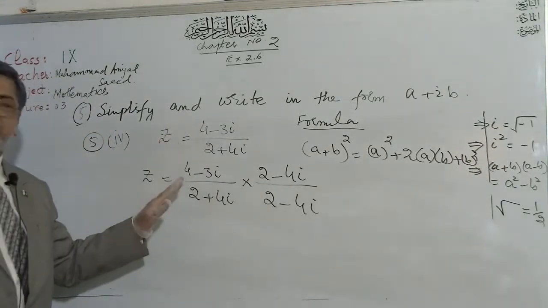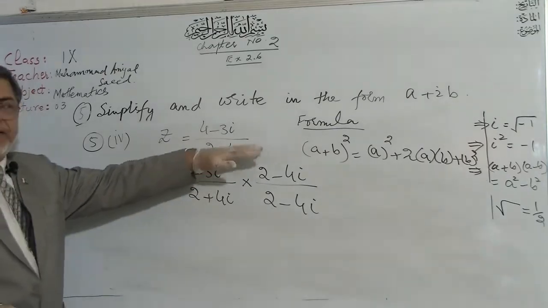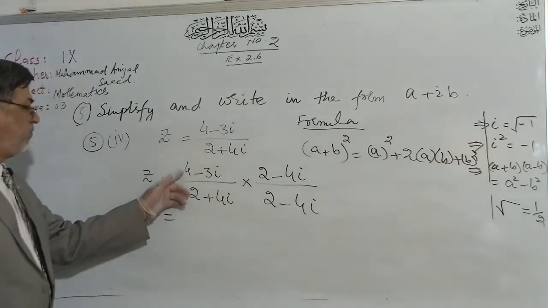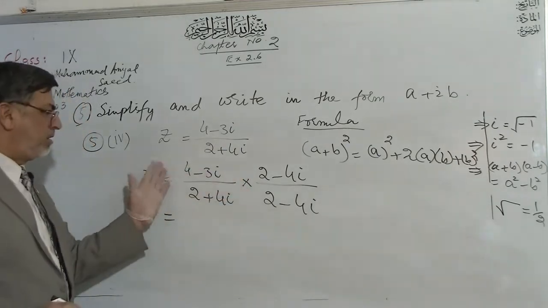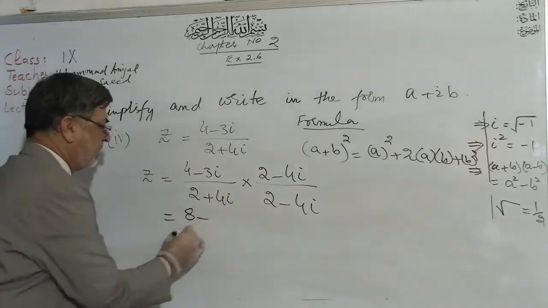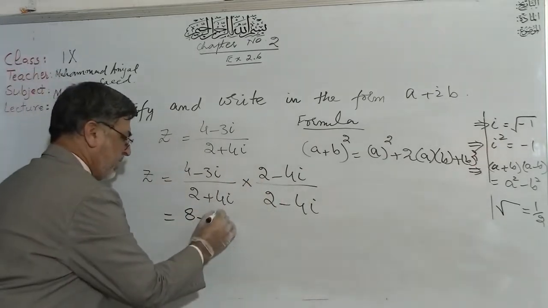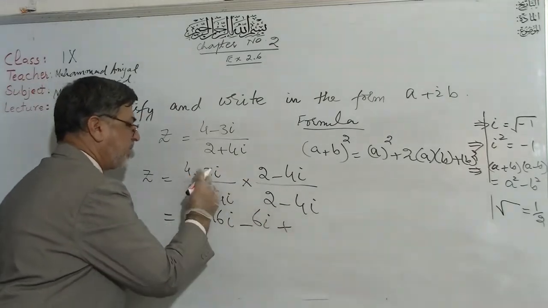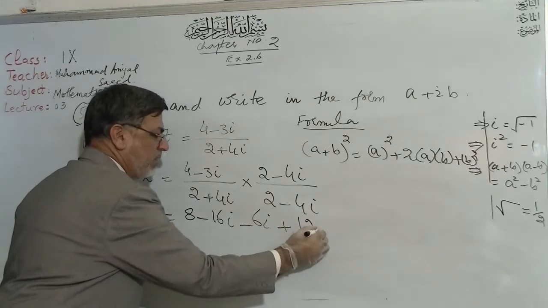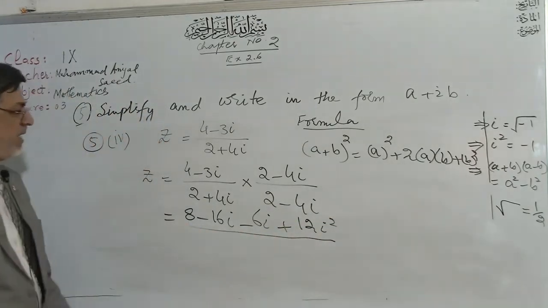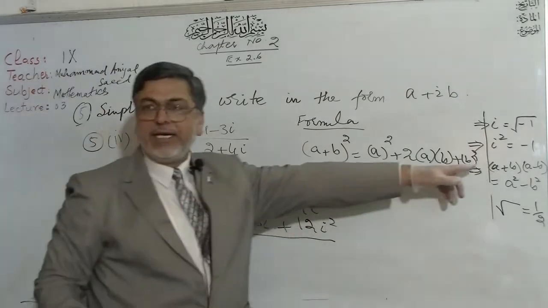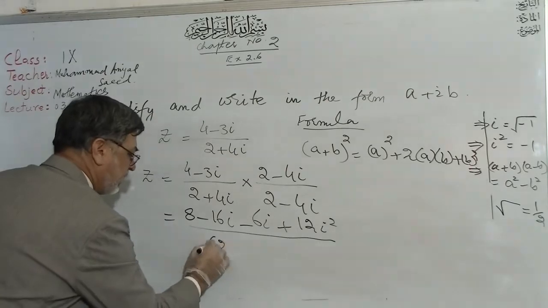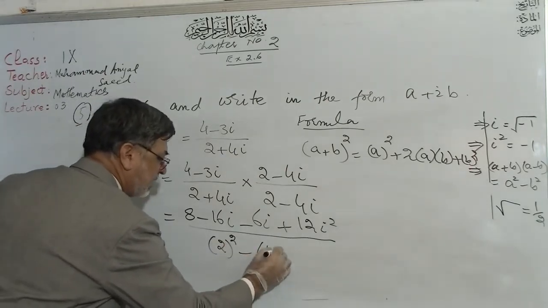I'm going to solve it first by multiplying with the conjugate of the denominator. Now multiply 4 into 2. I think you can do it directly now. 4 into 2 is 8. Minus 4 into 4 is 16 iota. Minus 3 iota into 2, minus 6 iota. Minus minus plus 12 iota square. Divided by, applying the formula a plus b, a minus b equal to a square minus b square, that is first square minus second square.